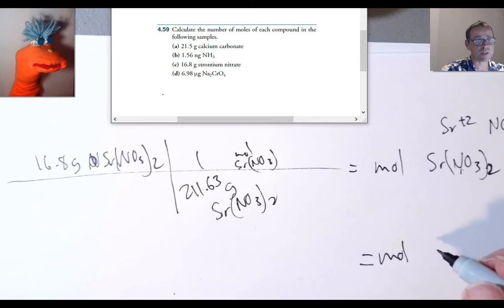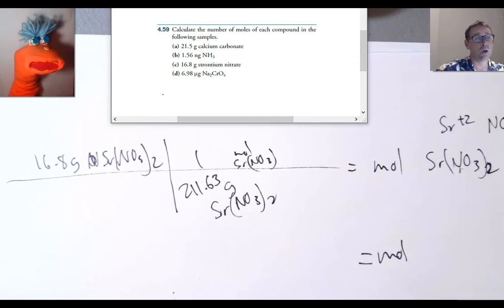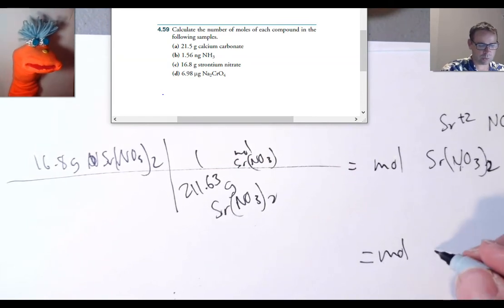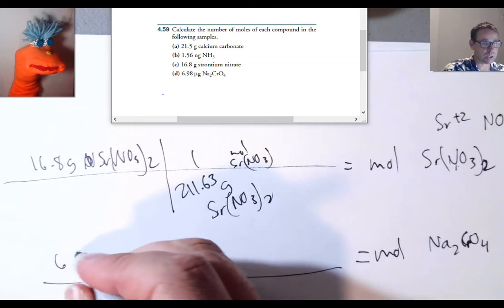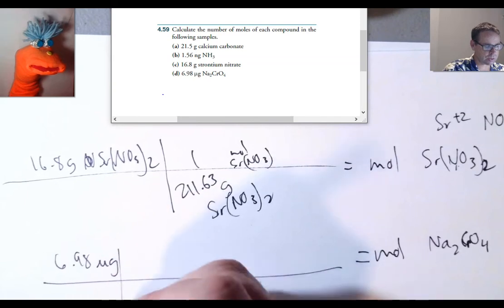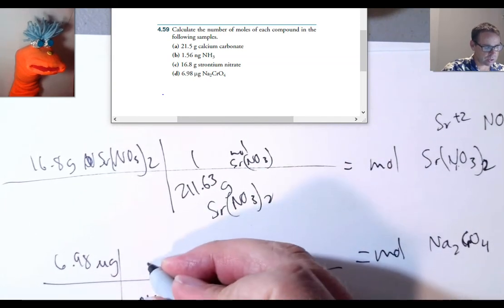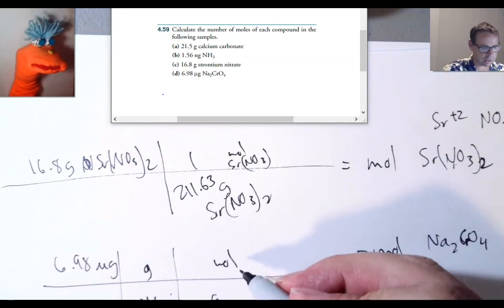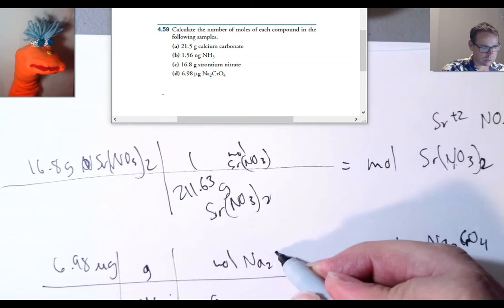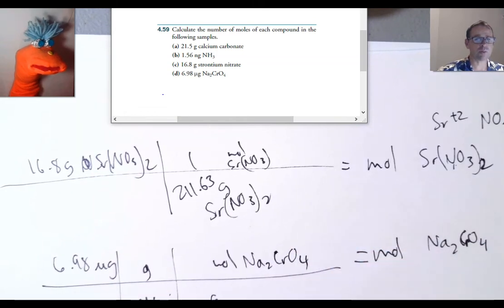Moles of, what is that beast called? Sodium. Let me look at my polyatomic ions. Oh, that's chromate. Very good. Sodium chromate, Na2CrO4. Very good. And so I just need to go from 6.98 micrograms. I'll go from micrograms to grams and then grams to moles. Right? Again, this is the sodium chromate.